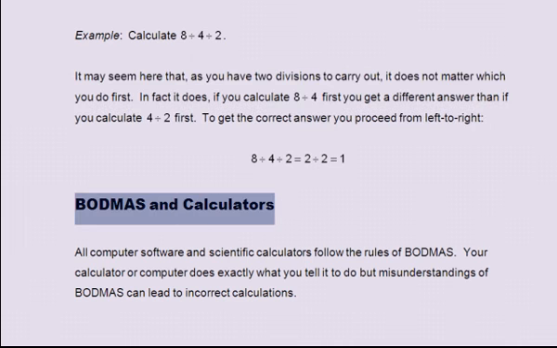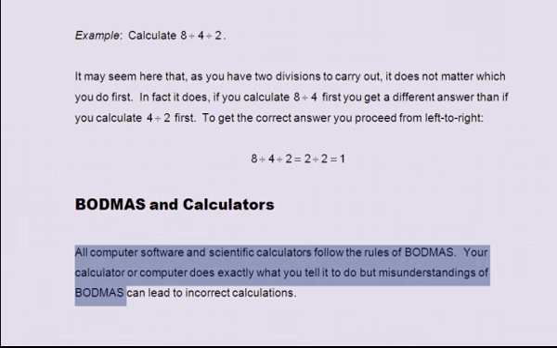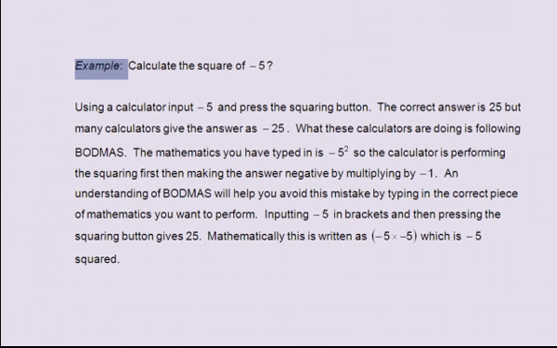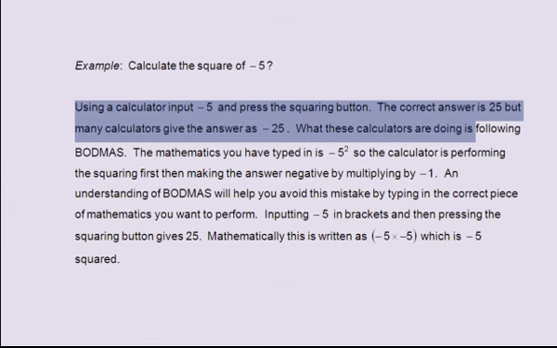BODMAS and calculators. All computer software and scientific calculators follow the rules of BODMAS. Your calculator or computer does exactly what you tell it to do, but misunderstandings of BODMAS can lead to incorrect calculations. Here is an example of this. Calculate the square of minus 5. Using a calculator, input minus 5 and press the squaring button. The correct answer is 25, but many calculators give the answer as minus 25. What these calculators are doing is following BODMAS.